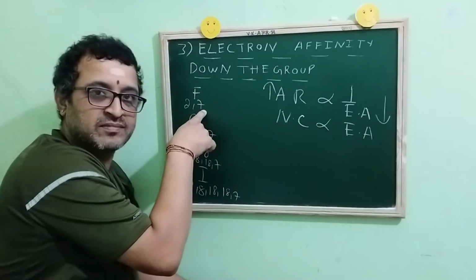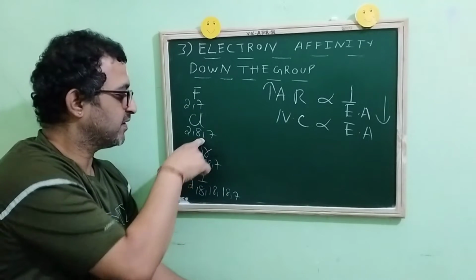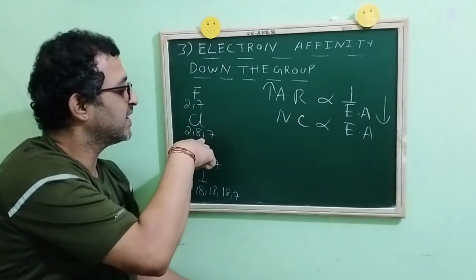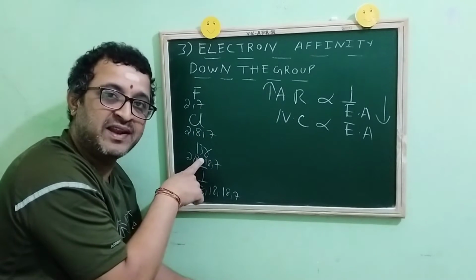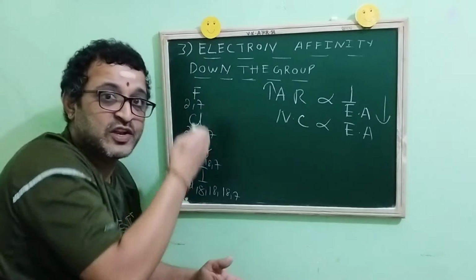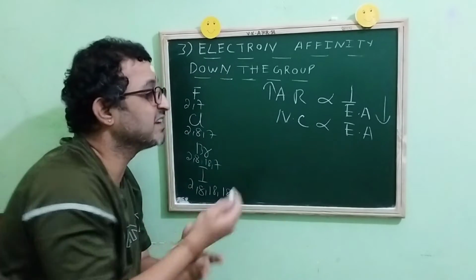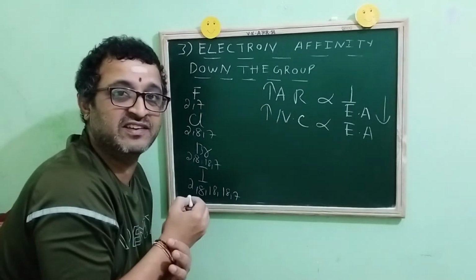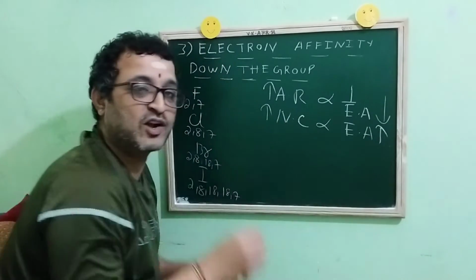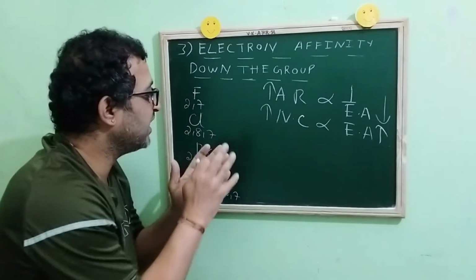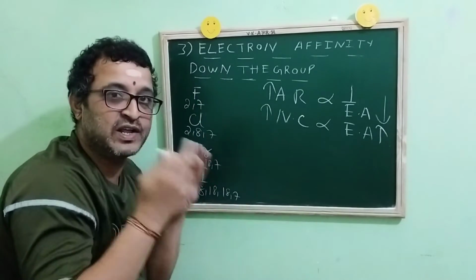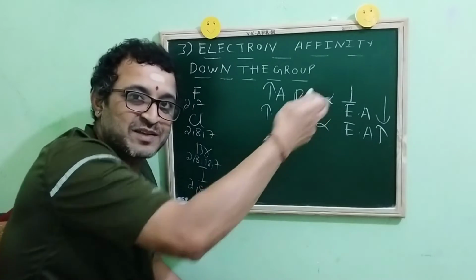Now, fluorine has 9 protons, chlorine 17, bromine 35. So the nuclear charge is also increasing. As the nuclear charge increases, the electron affinity also increases. Now children, we will see the values and discuss them.